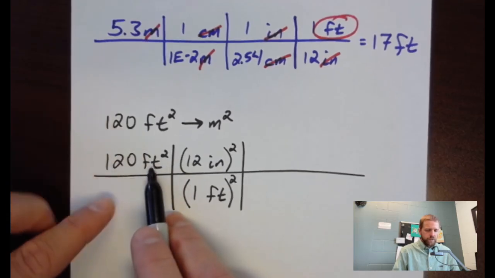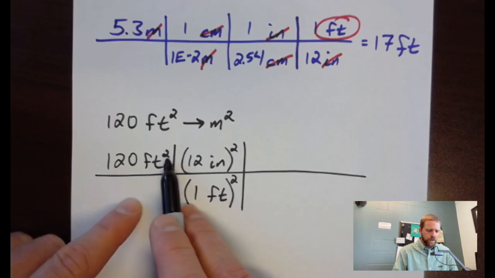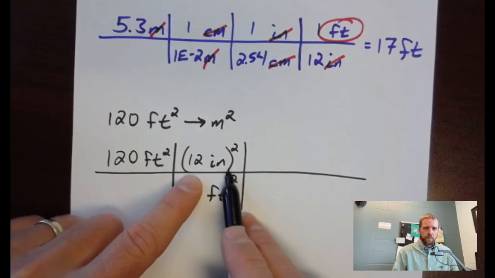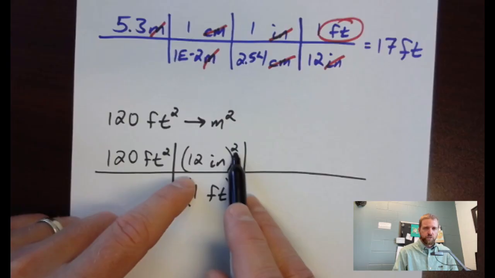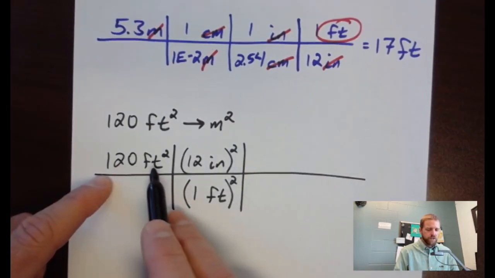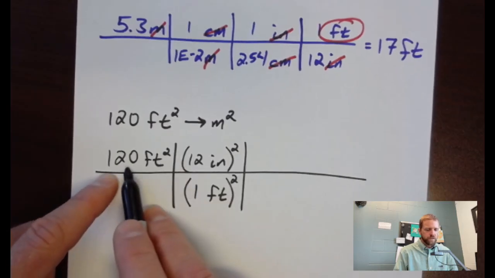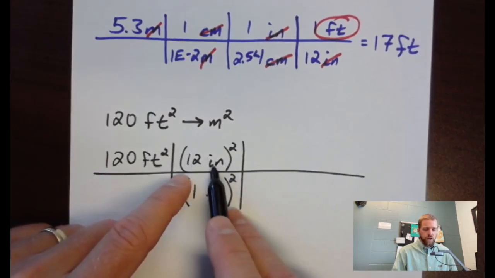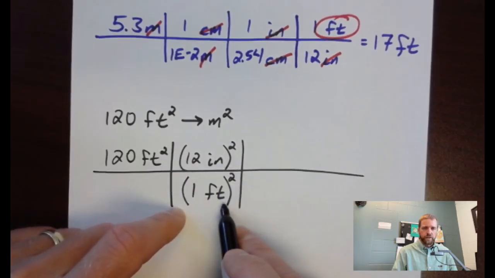And on that note, this feet squared, that square only applies to the unit. If you look, notice the parentheses. This is telling me I have 12 inches, and that whole 12 inches is squared. Here, this is telling me I have 120 feet, and only the feet is squared. So I'm not going to square this number right here, 120. I'm squaring the 12 inches because there are 12 inches in 1 foot, but I need to square that.